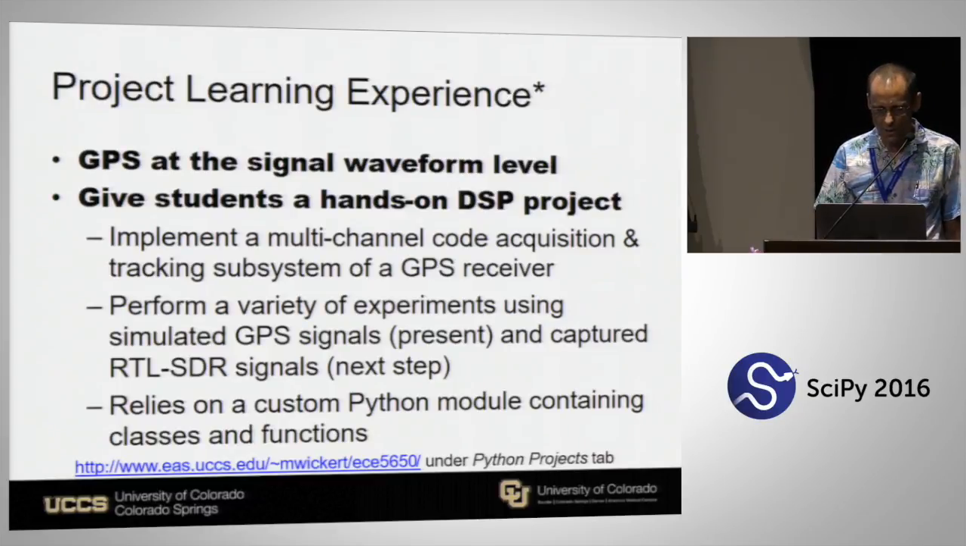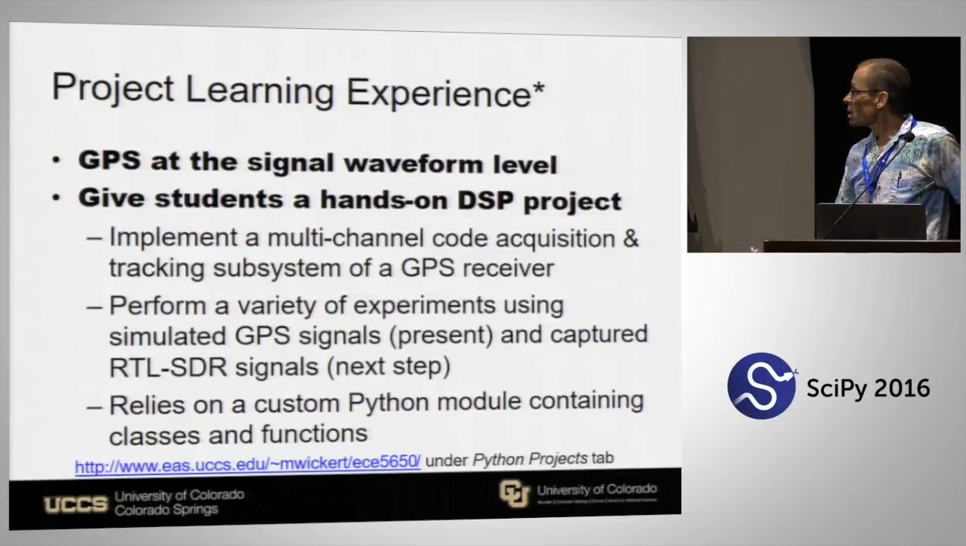So it's a hands-on project, and the idea was I wanted to implement a multi-channel code acquisition and tracking subsystem of a GPS receiver. That's always been a fascination of mine, and I've worked in this area in consulting before too, so I have a lot of pieces of code laying around. I was a MATLAB coder for a long time, switched to Python about 4 years ago, and so I've been rewriting a lot of my stuff and put this together into a package in a Jupyter notebook.